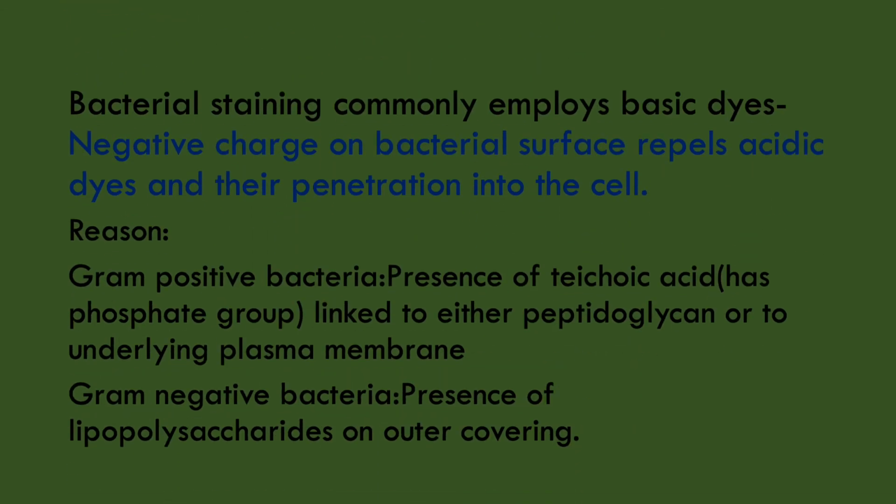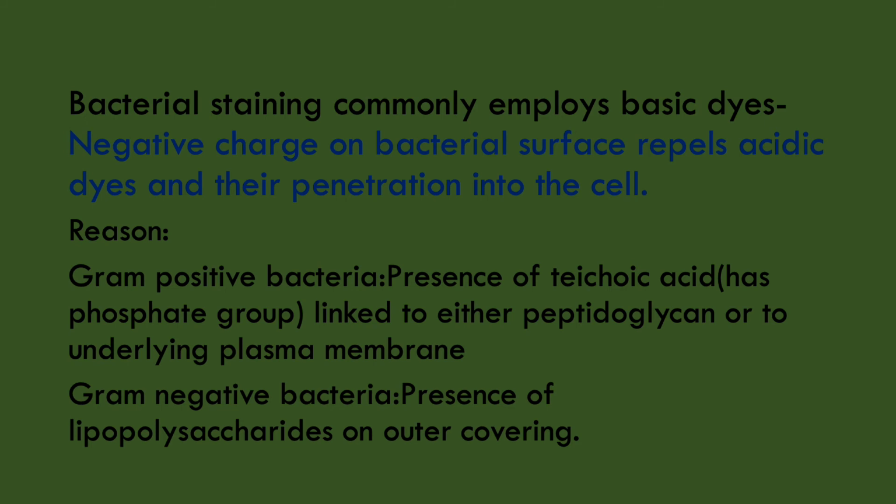Bacterial staining in particular commonly employs basic dyes. They rarely or mostly never use acidic dyes. This is because the bacterial surface has a negative charge, and this negative charge will repel acidic dyes, which are also negatively charged, and this will also make it impossible for the stain to penetrate into the cell. This is why basic dyes are used in bacterial staining.